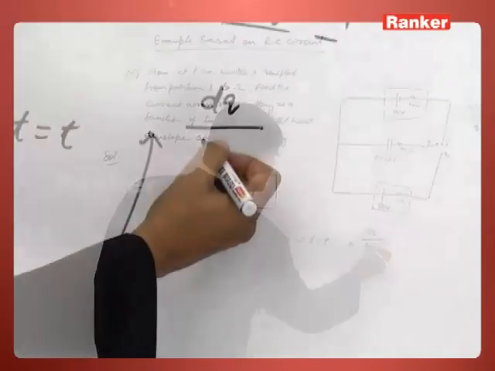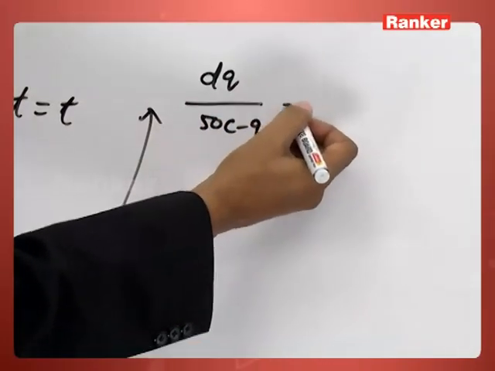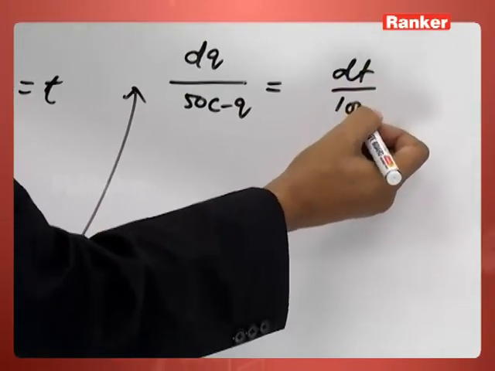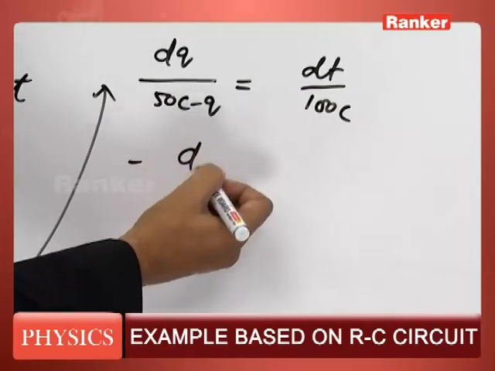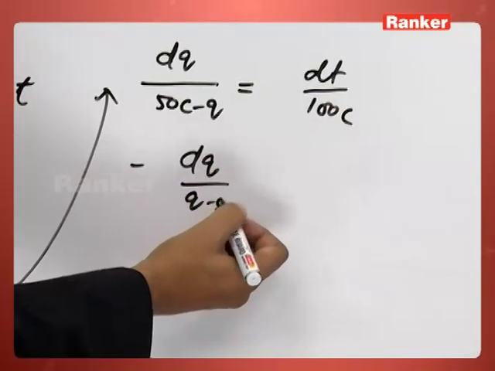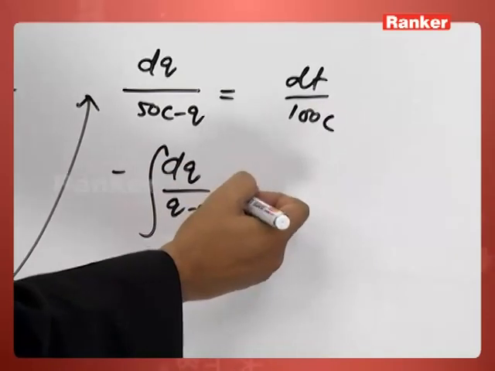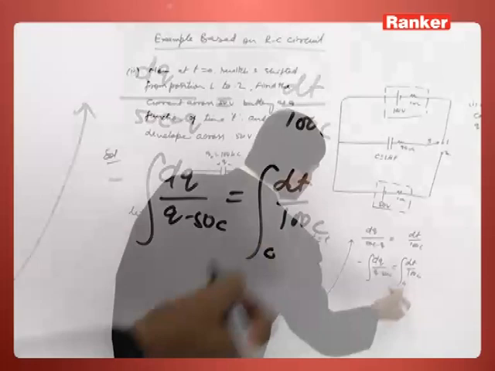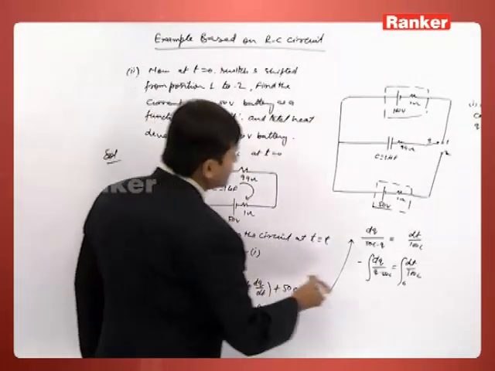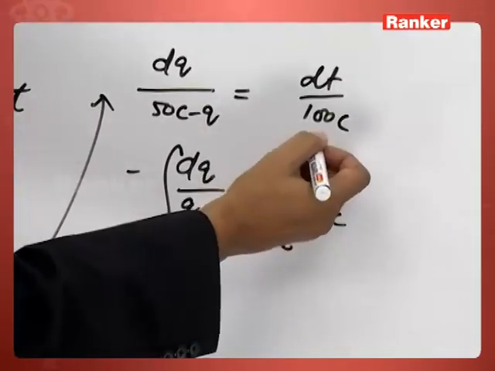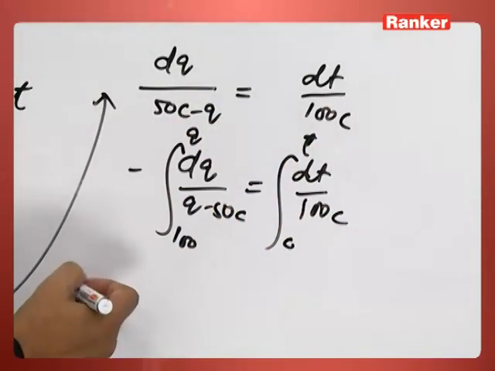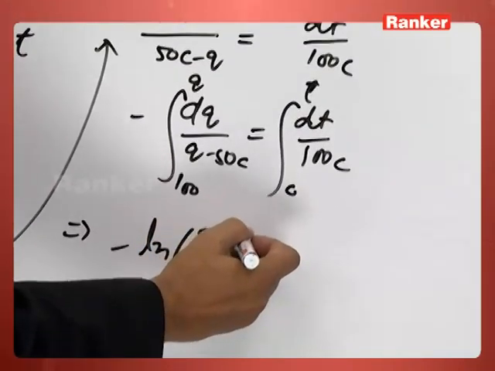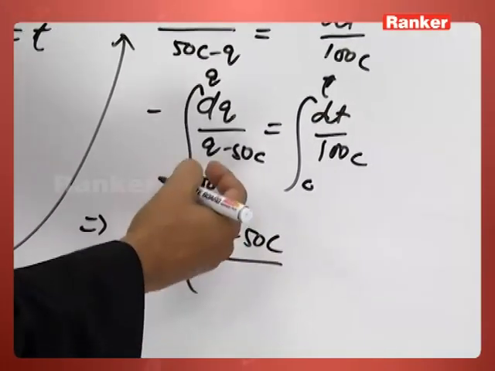dq by (50C minus q) is equal to dt by 100C, or minus dq by (q minus 50C) is equal to dt by 100C. Then integrate. At t = 0, the charge on the capacitor is 100 microcoulomb, and at time t the charge is Q. This is minus ln (Q minus 50C) by (100 minus 50)C.